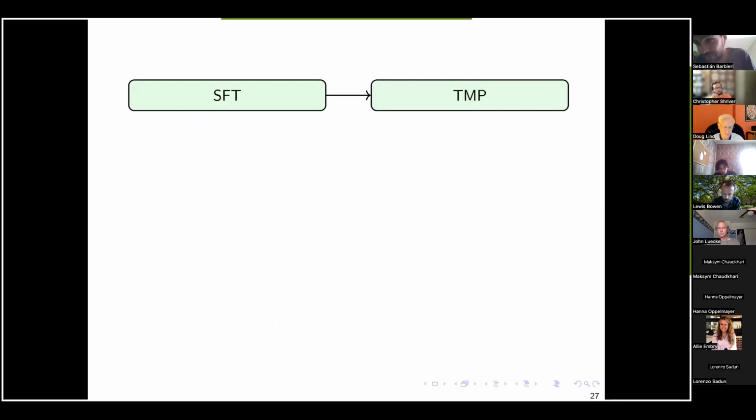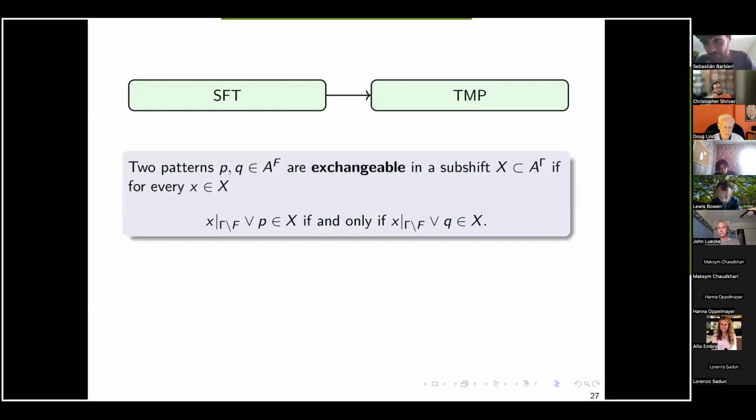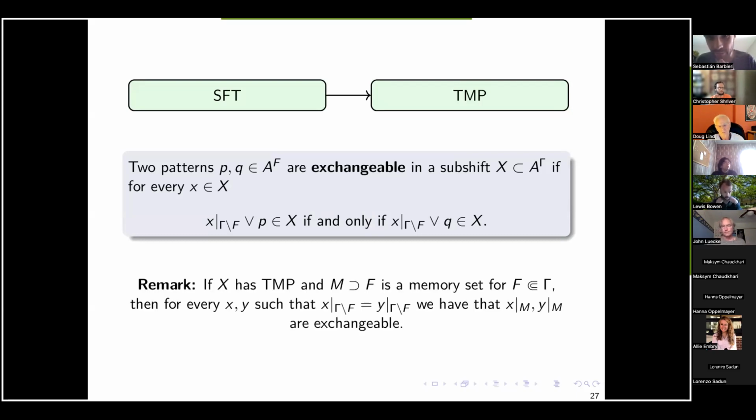They have the pseudo-orbit tracing property. Okay, so in the spirit of this TMP thing that I just defined, I'm going to say the following thing. I'm going to say that two patterns P and Q with support F are exchangeable in a subshift if each time that I can grab some configuration, erase the coordinates at F and put P and obtain something in X, then I can erase P, put Q, and I obtain something in X. So essentially it means that whenever I see P, I can erase it, put Q, and I don't leave my subshift. Okay, so that's going to be an exchangeable pair of patterns.